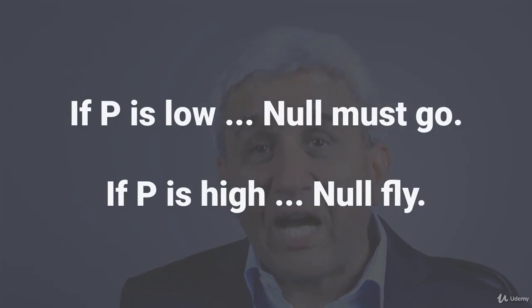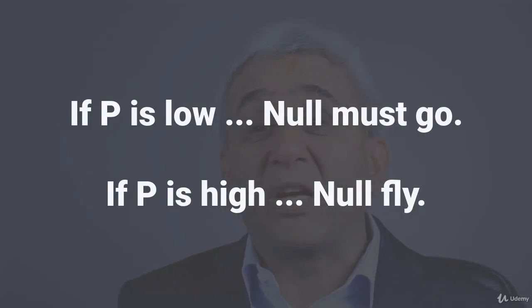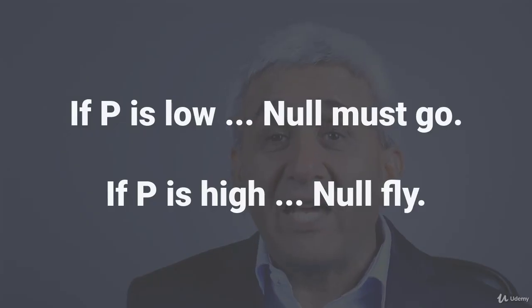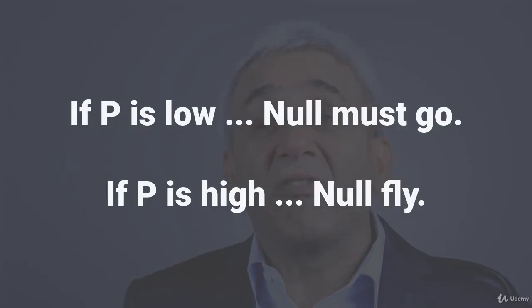If p is high, let's say the p you got in this case was 0.5, 0.6, 0.3. So if p is higher than 5%, then null fly. If p is high, null fly.